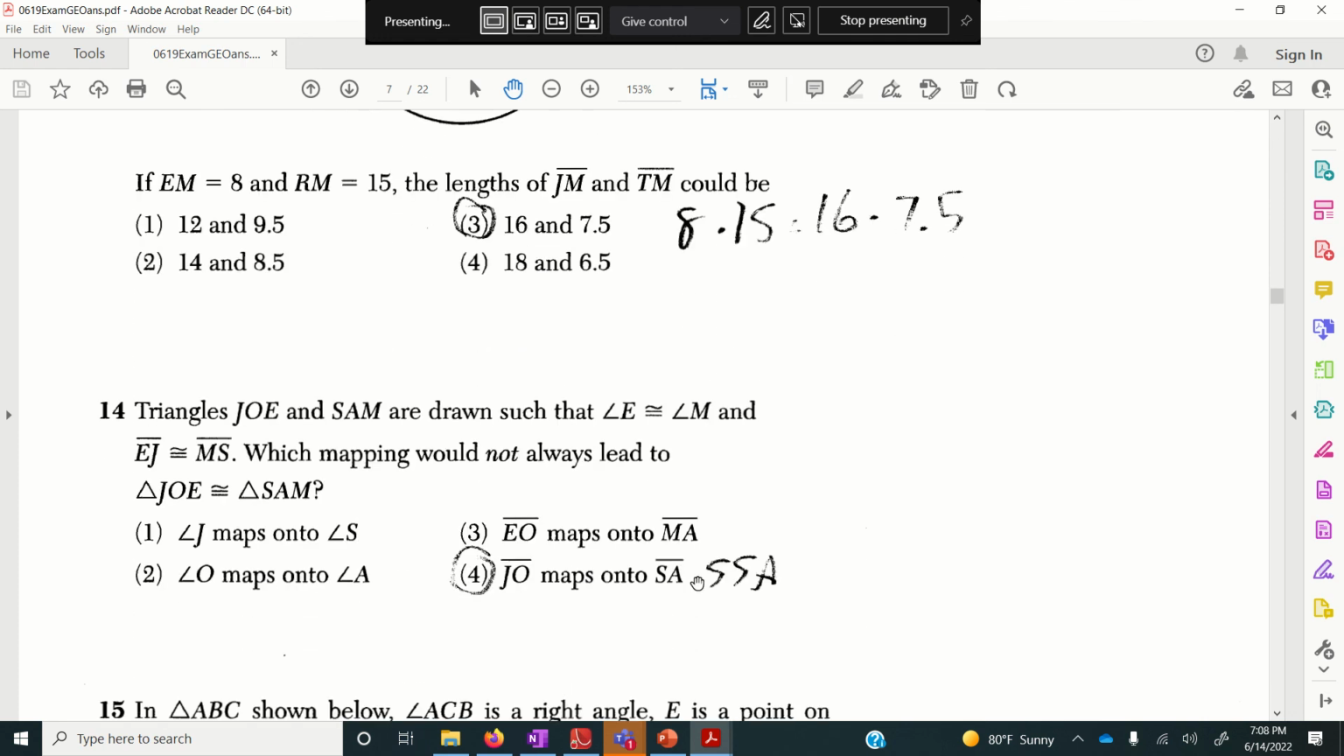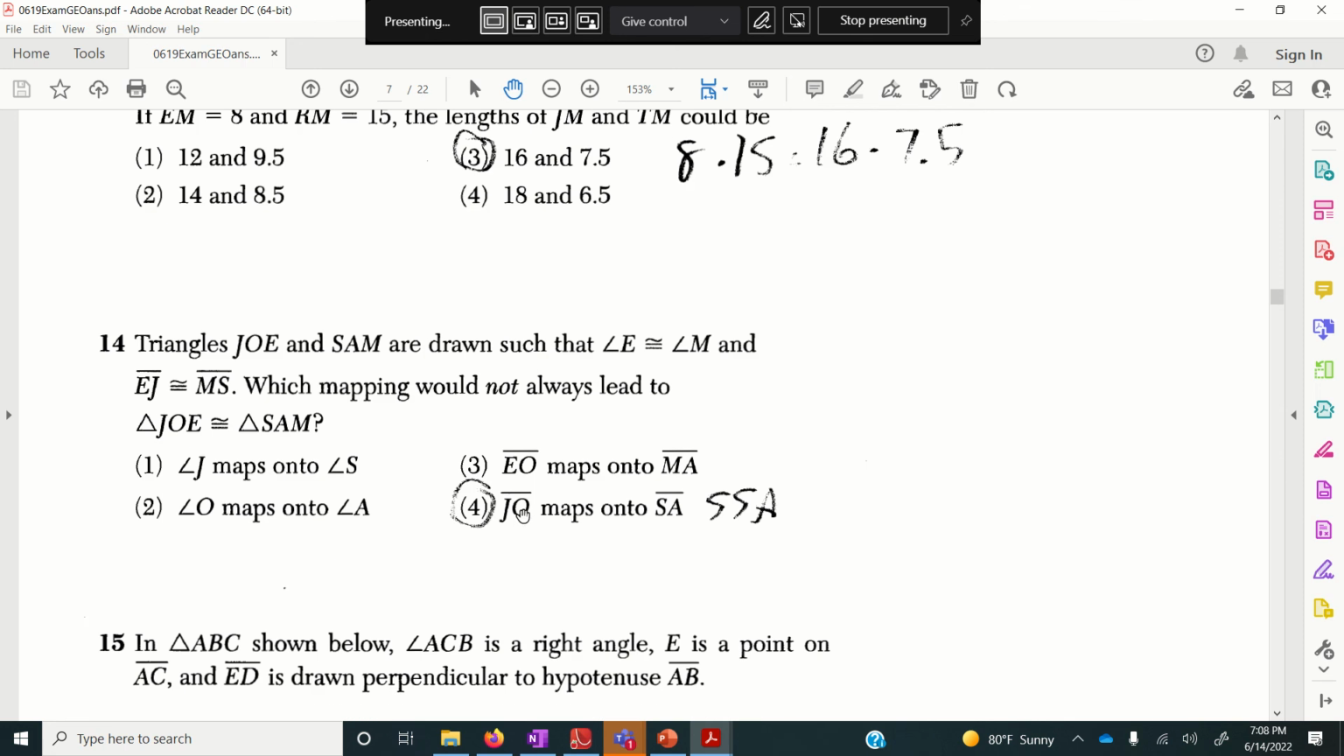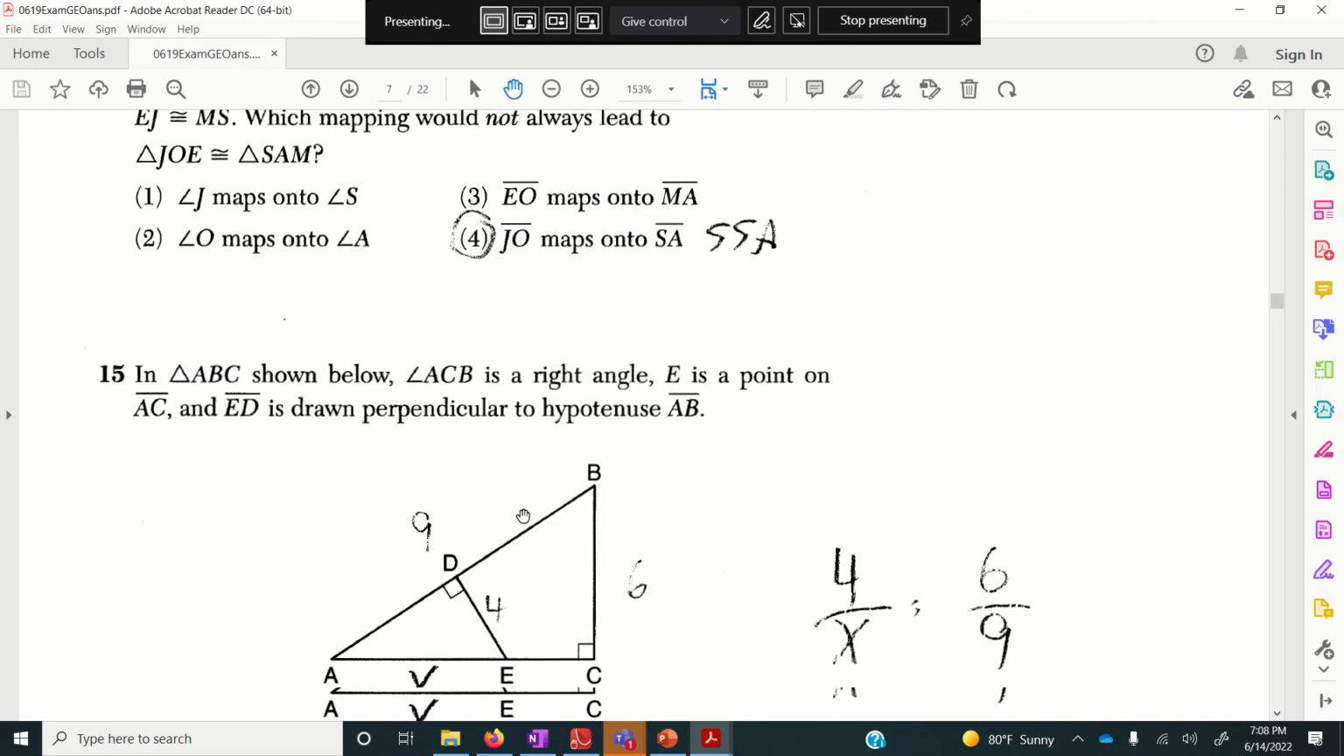Number 14, remember, which of these would not? Remember, we're not choosing our bad language right here, right? Angle, side, side. I would highly recommend that you just draw a picture, label these, and then you can pick out which one is going to be the same.